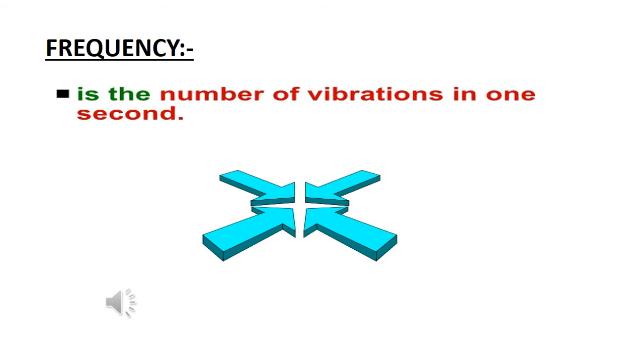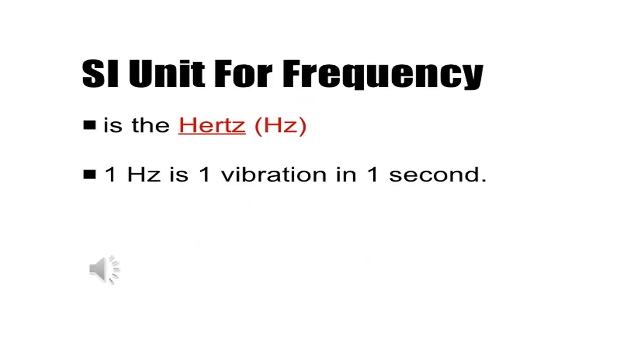Let's move toward frequency. Frequency is denoted by a small f, and it is the number of vibrations in 1 second, or the number of oscillations in 1 second. Now, what would be the unit for frequency? There was a scientist whose name was Hertz. He discovered the frequency, so the unit of frequency was named after him, and the unit is called hertz, represented by Hz, capital H and small z. And 1 hertz is one vibration in 1 second, and 50 hertz would be 50 vibrations in 1 second, and so on.